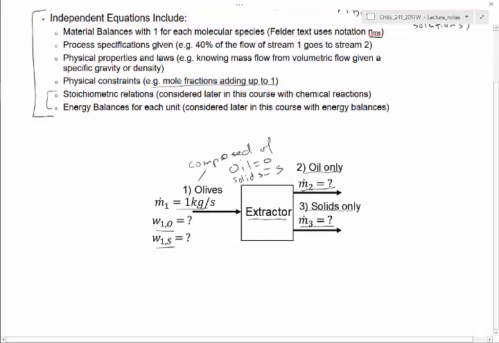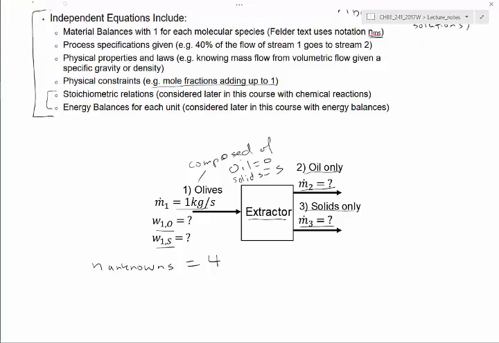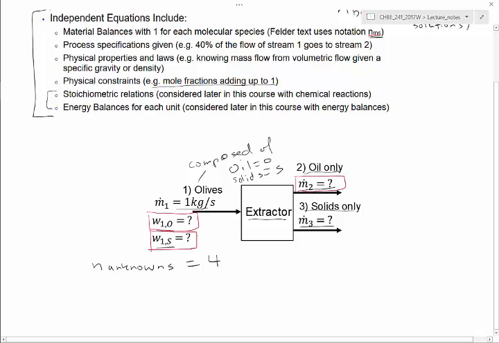So here, if I look, my number of unknowns is going to be 4, and I'll highlight these in red. So I have the weight of oil, I don't know. The weight of solid, I don't know. The mass flow of oil, I don't know. And the solid flow as well, I don't know in that stream 3. So I have those 4 unknowns that are listed up there.